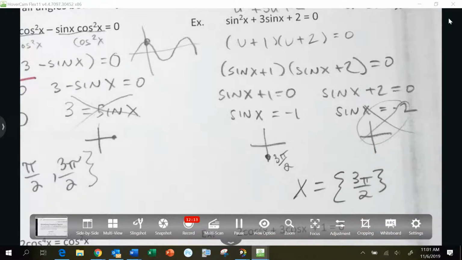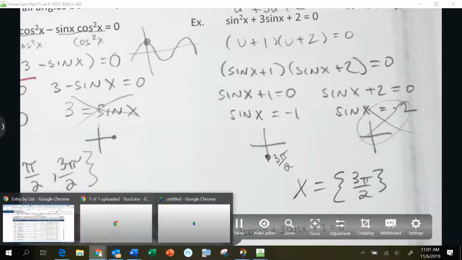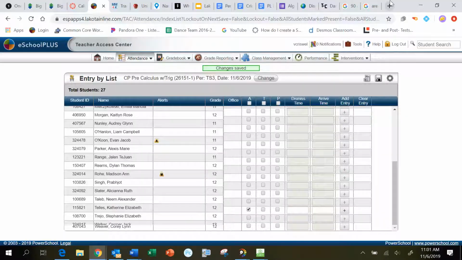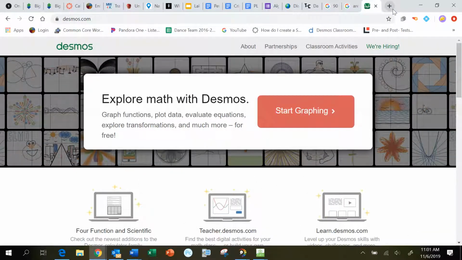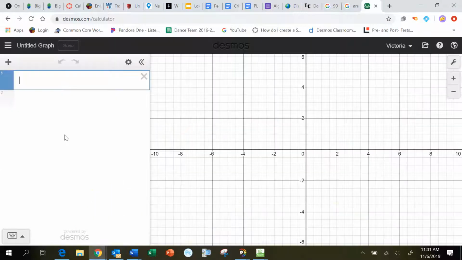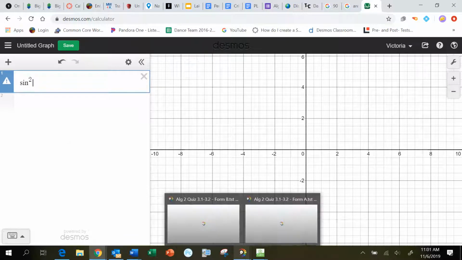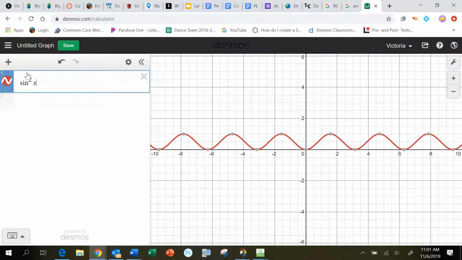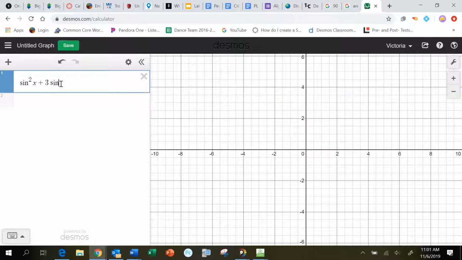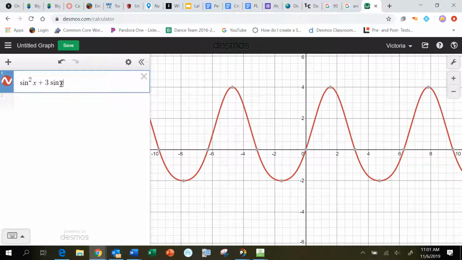Now, I did tell you you can use graphing to check it, to build up your confidence that you're doing it right. You just go to Desmos and type in sine squared x, and then we're going to plus 3 sine x and plus 2.